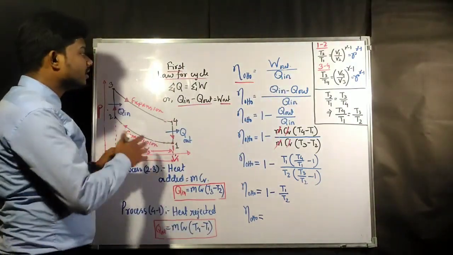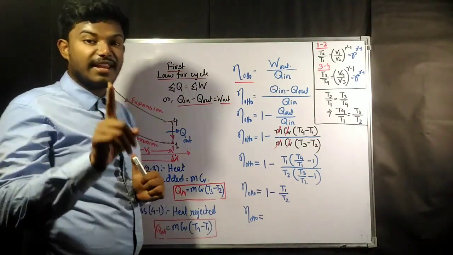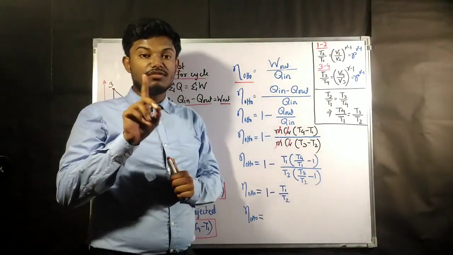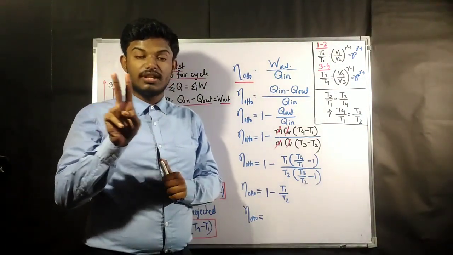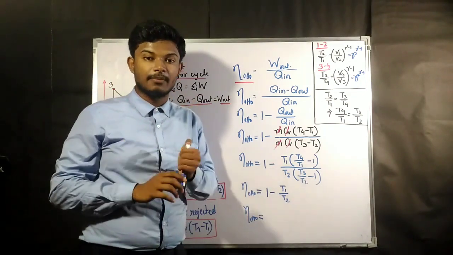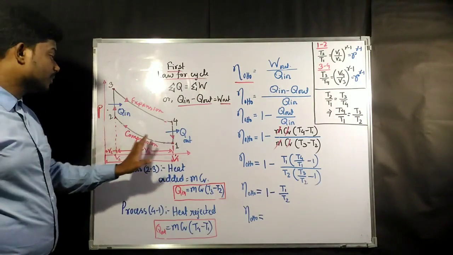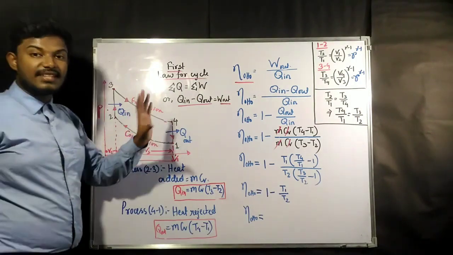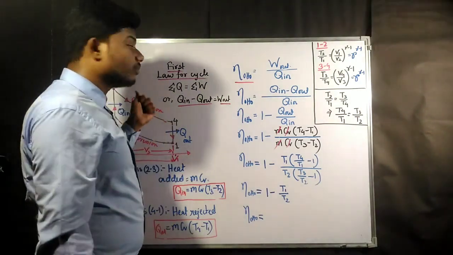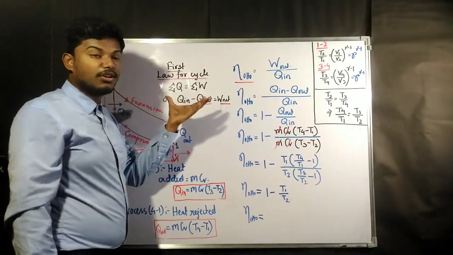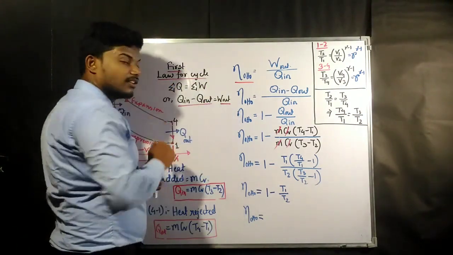Now if you remember the first law of thermodynamics for a cycle. The first law of thermodynamics was written for two things, one for process and one for cycle. The process is not needed here because this is the Otto cycle. This complete process is going to act as a cycle, so we are going to apply the first law of thermodynamics for a cycle. Now what was the first law for a cycle?